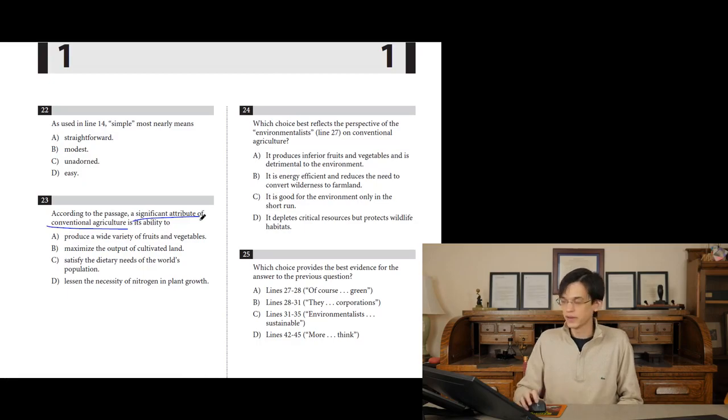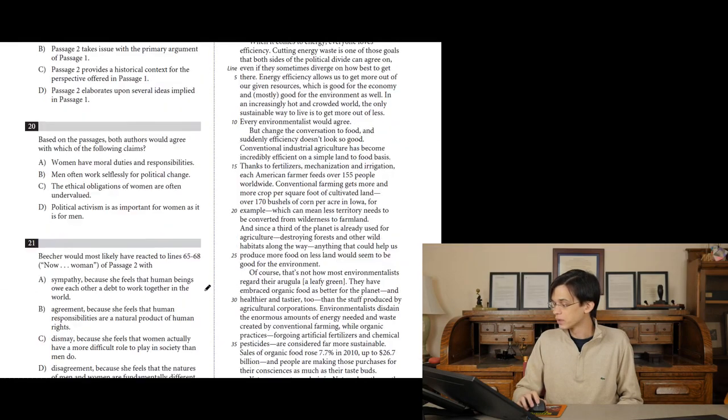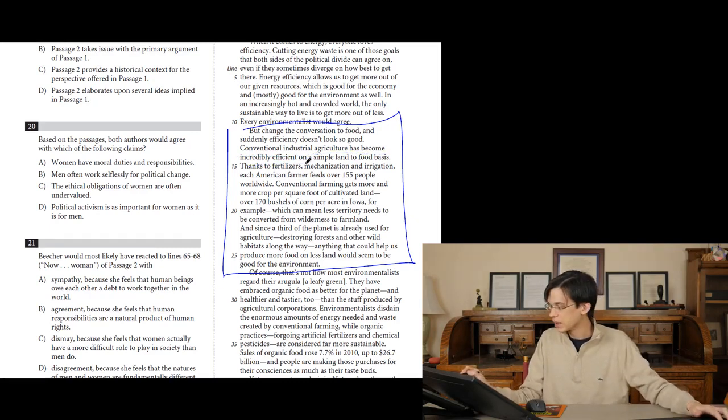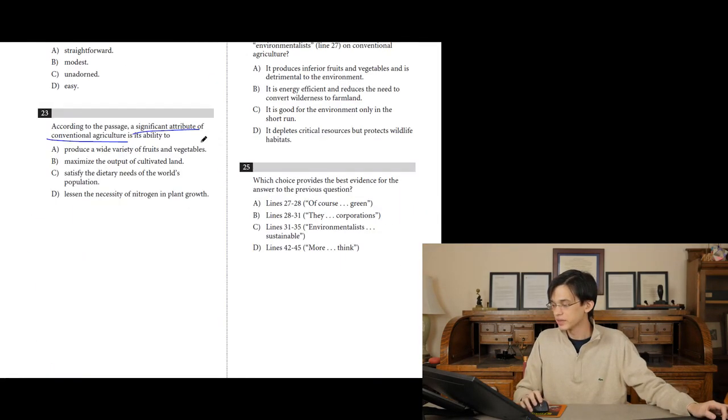So if we remember what conventional agriculture is all about, conventional agriculture is this paragraph. We say that conventional is incredibly efficient. We say that it gets more crop per square foot of cultivated land. And we use up less forest. We don't destroy forest in order to build farmland. So I feel like those are all things, that's a significant attribute of this, is its ability to do what?